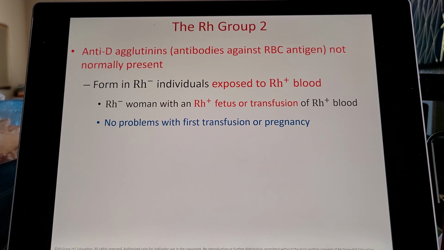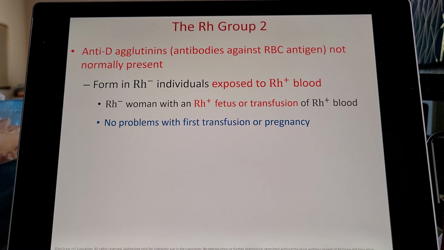Normally you don't have antibodies or agglutinins against that RH factor, but only if you are exposed to RH positive blood. So it could be O positive, A positive, B positive, AB positive. If you're negative for the RH factor and you get exposed to that type of blood, that's why, when you watch the hospital TV drama shows, they say, we need O negative blood, universal donor blood without this RH factor. If you're exposed to that blood, that's when you start making antibodies against that RH factor.